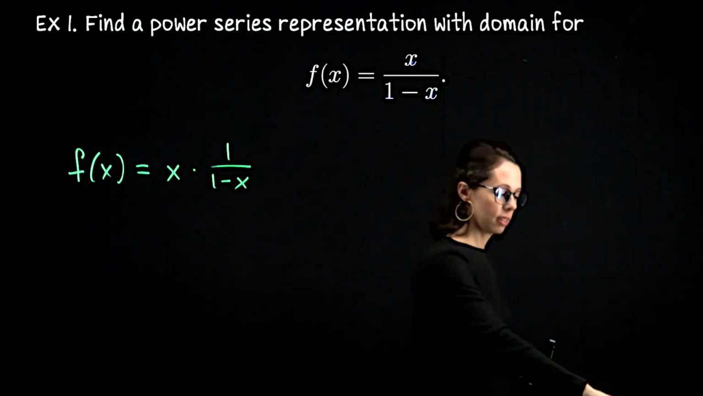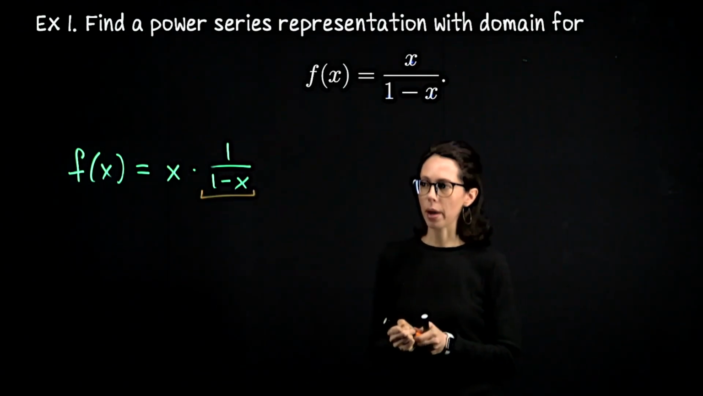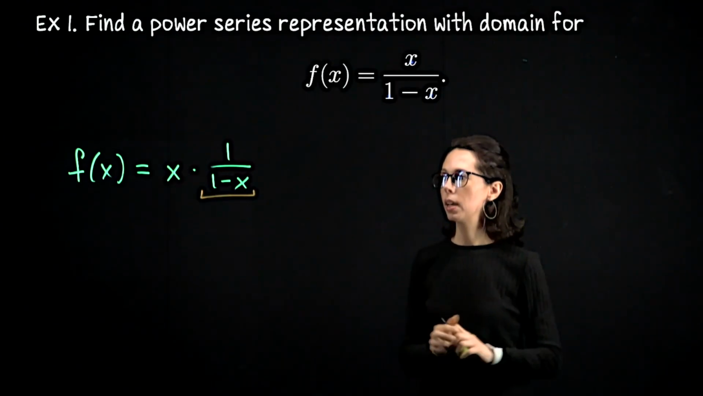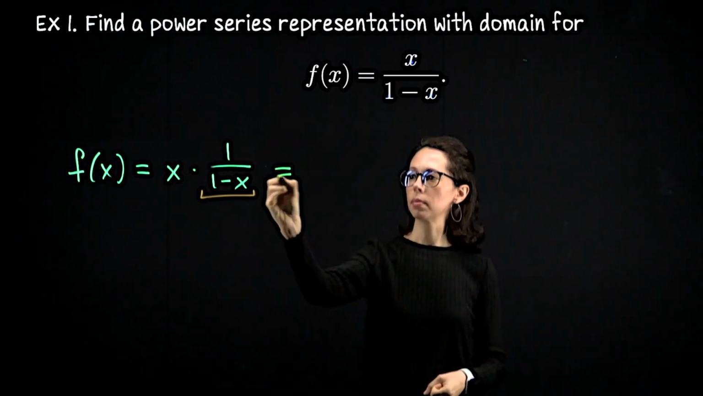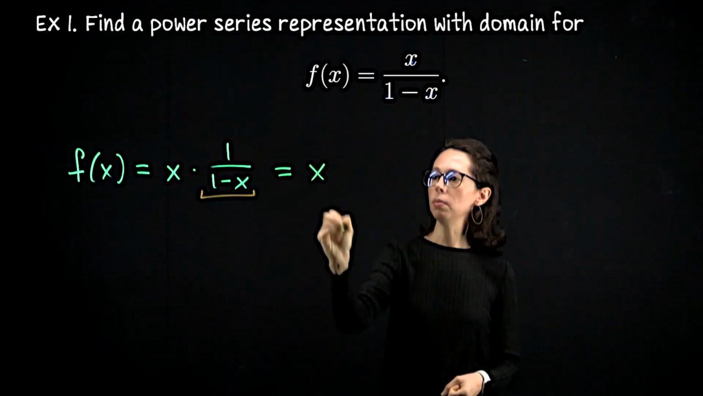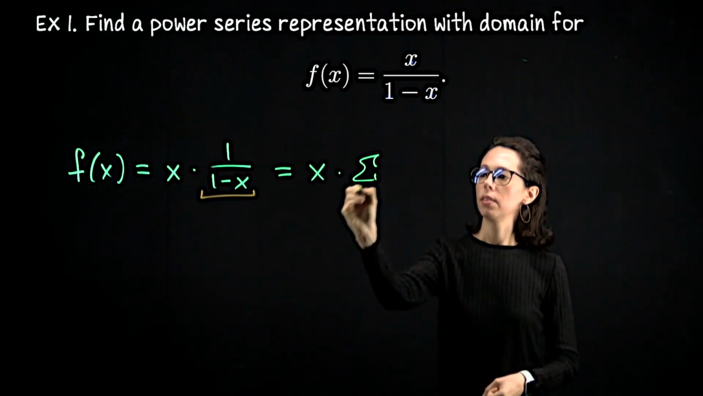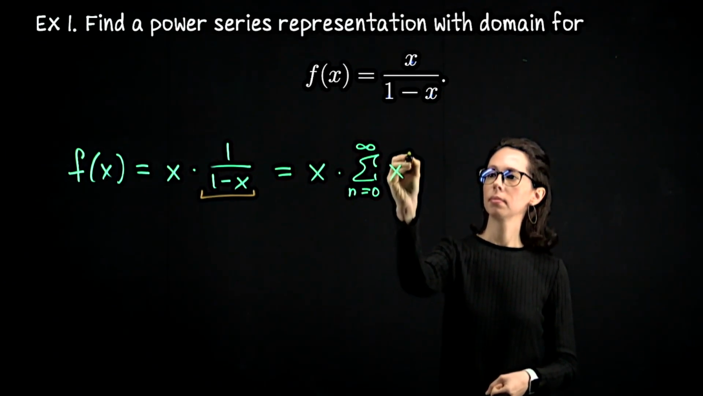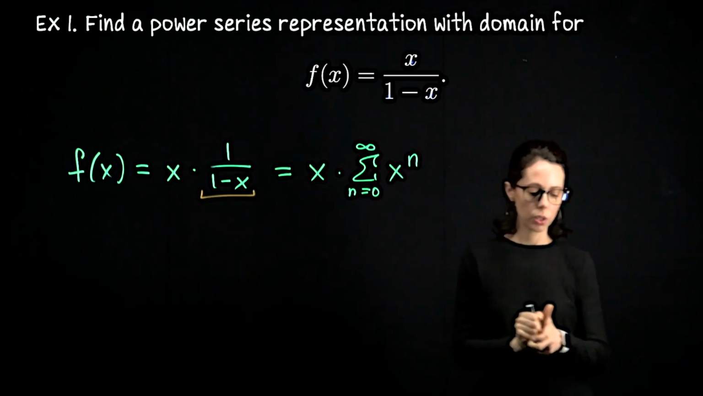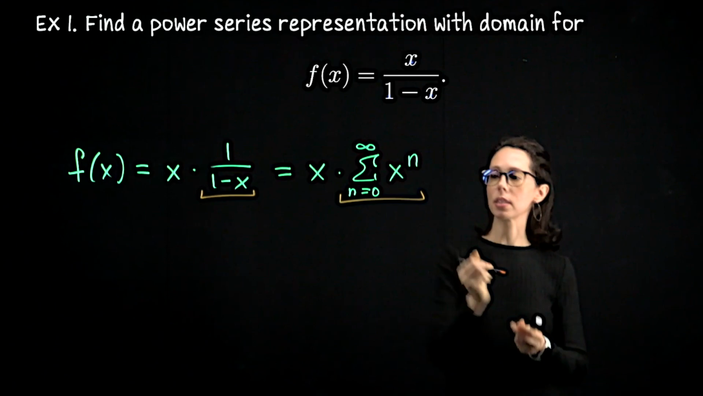Now this 1 over 1 minus x is exactly what we would like to see because we have a power series representation for that. So let's bring in the power series representation for this expression. I'm going to leave this x in front for now so that it's x times the power series from n equals 0 to infinity, x to the n. So I'm replacing this function with its known power series representation.